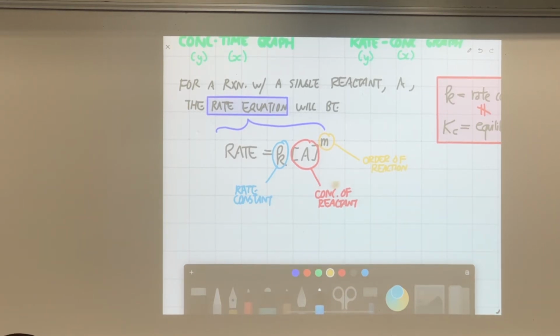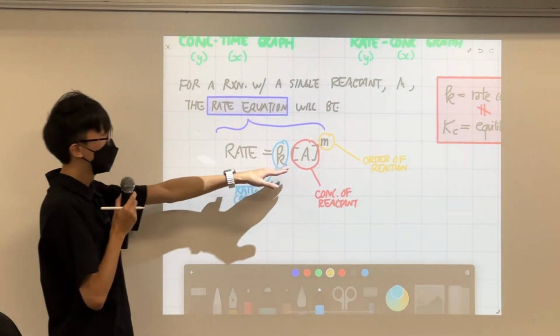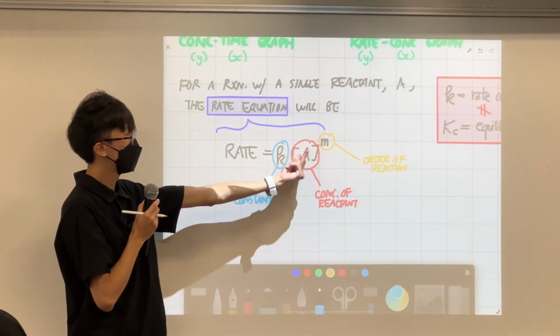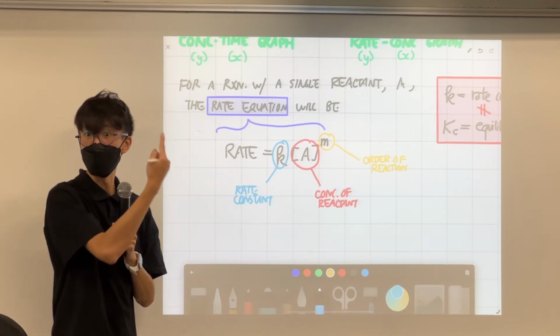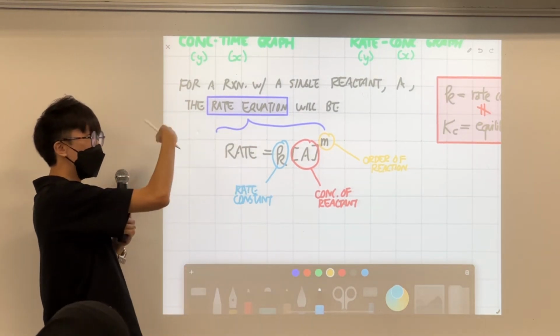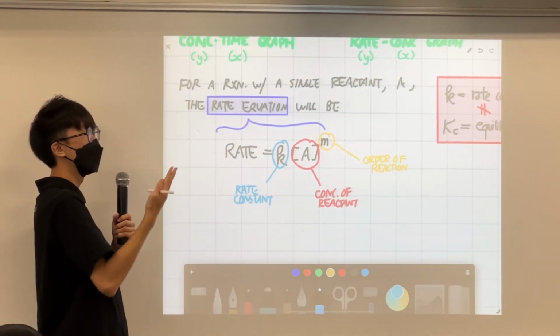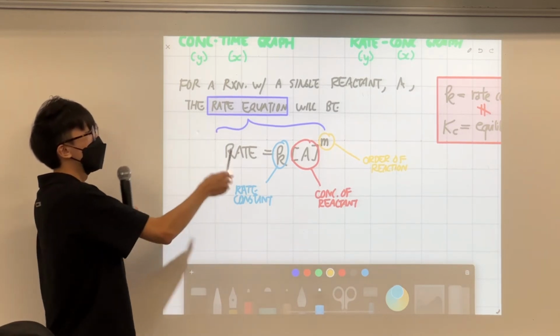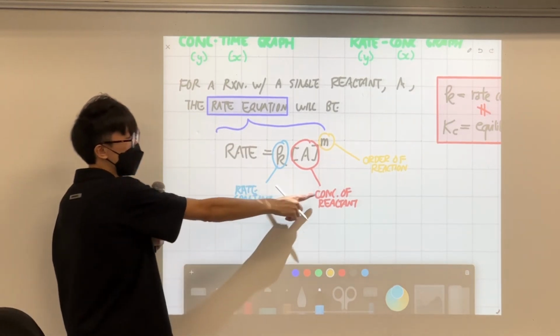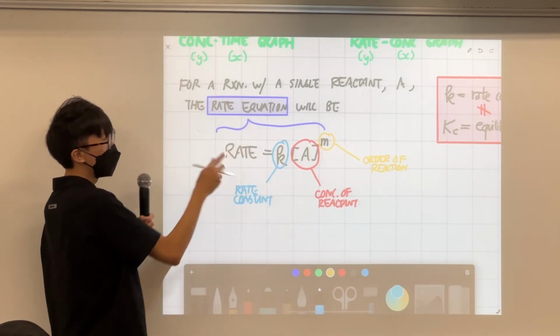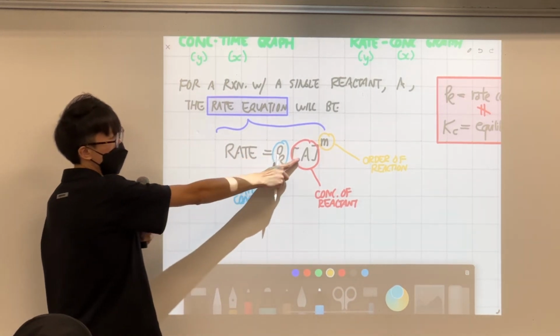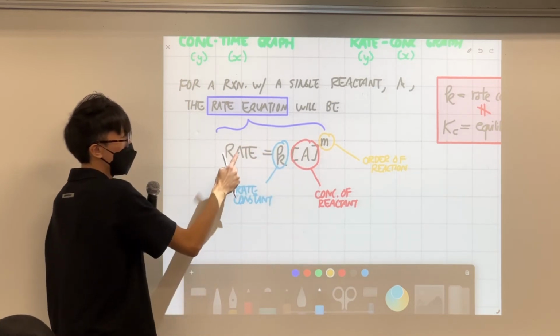This equation tells you how changing concentration will change rate, right? Let me ask you a very simple question first. When we increase the concentration, how will the rate change? Rate will increase, right? This is exactly what we learned in the rate chapter when we learned about collision theory. But this equation shows you how changing concentration will increase the rate. But then you see rate depends on three things, not just on the concentration of reactant. What else does rate depend on?